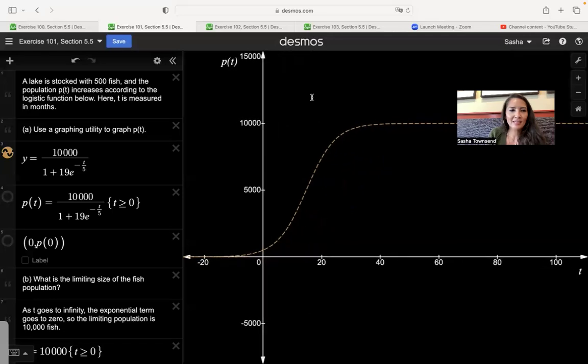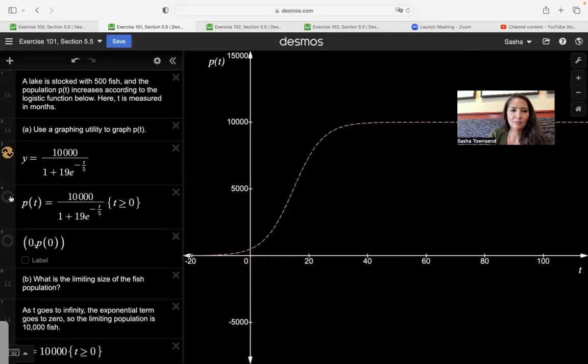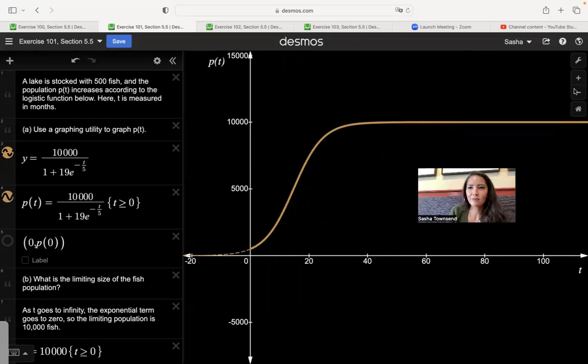But we're really only interested in the part of the graph for t greater than or equal to 0. So this is our population graph. And if we evaluate that at t equals 0, we see that at t equals 0, we've got 500 fish, and then the number of fish in the pond increases. And as t goes to infinity, it looks like the values approach 10,000. And I think that makes sense.